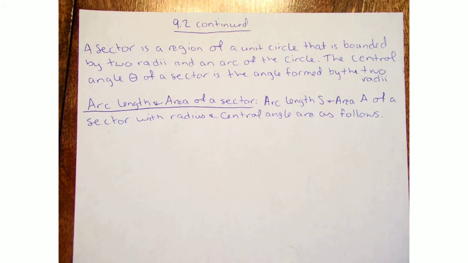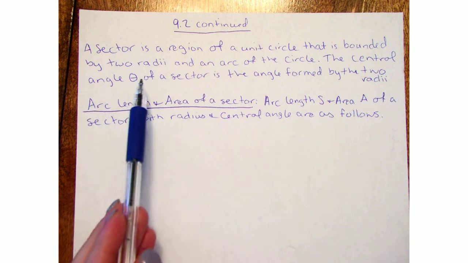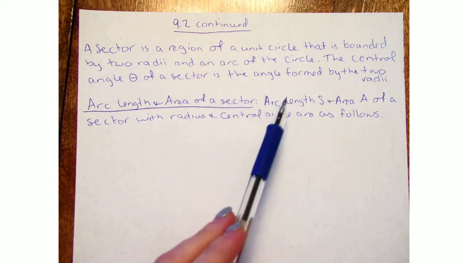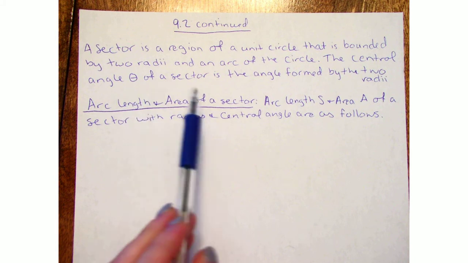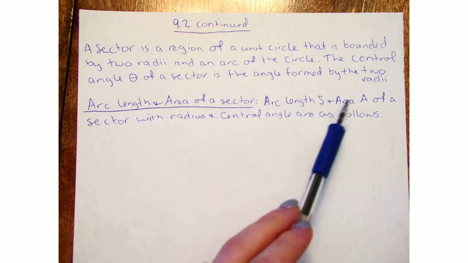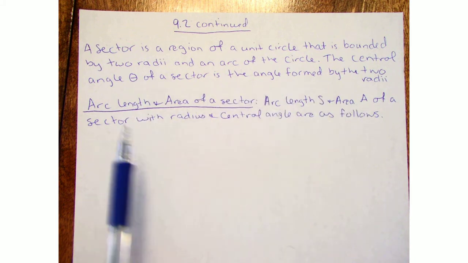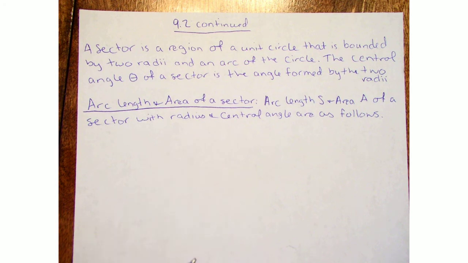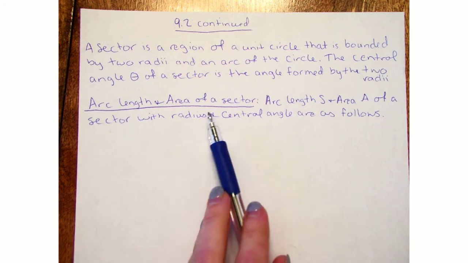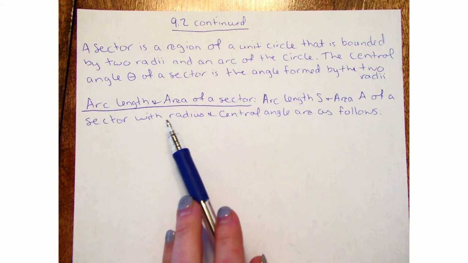Hi guys, so we are going to continue with 9.2. We are talking about sectors of a unit circle, arc lengths, and then areas of a sector. So a sector is a region of a unit circle that is bounded by two radii and the arc of a circle. The central angle theta of a sector is the angle formed by the two radii. So I will obviously go through that, draw a picture, kind of show you what I mean. So the arc length and the area of a sector is what we're going to find today.